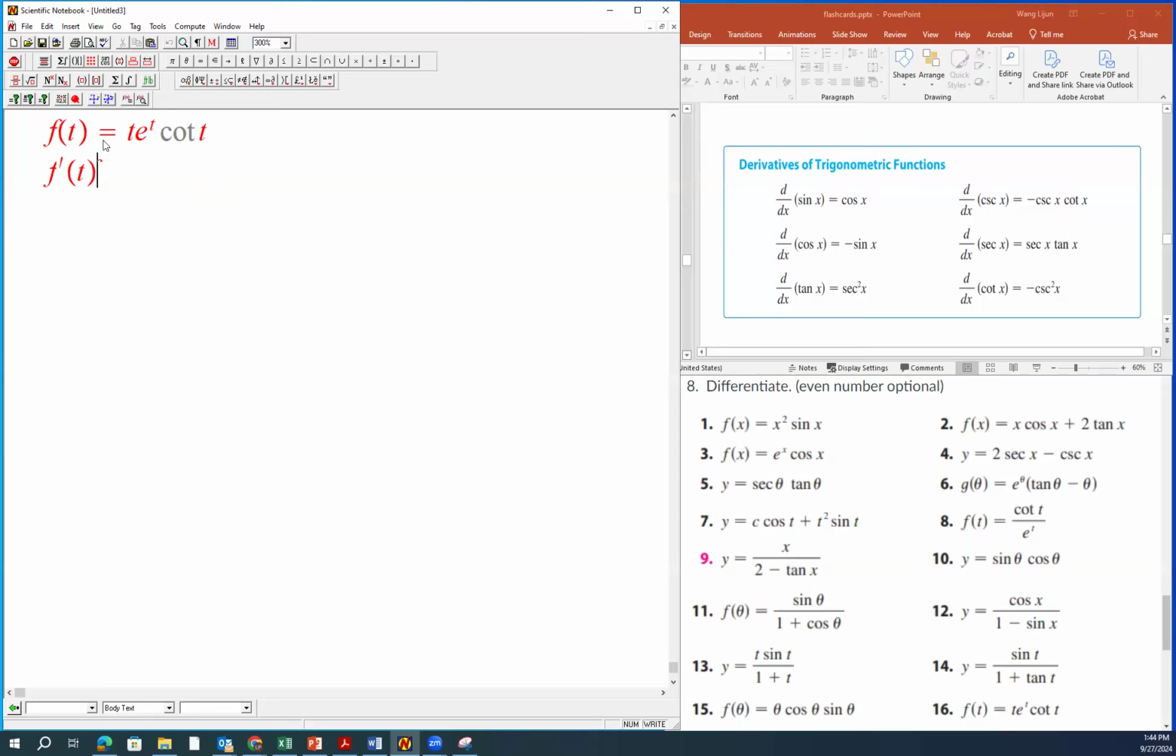All right. So now what we do is we're just going to apply the product rule we know, and we're going to set it up. We're going to treat this one as one function, and we're going to differentiate that part.